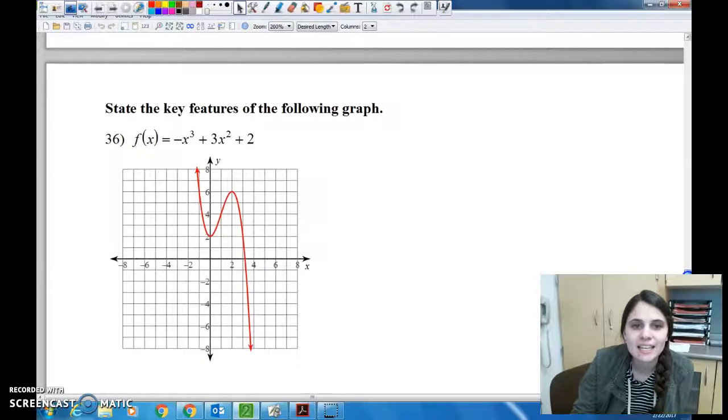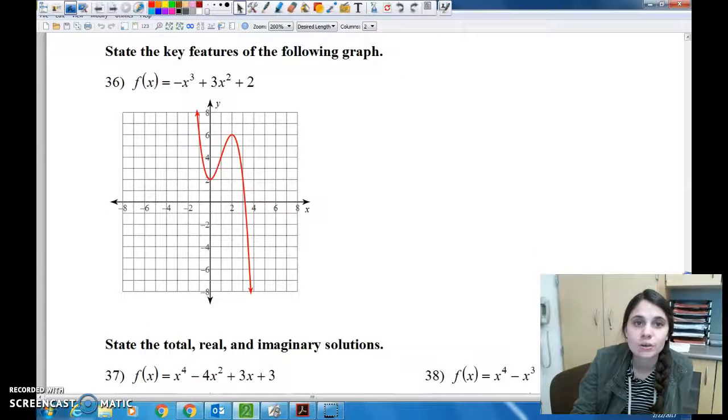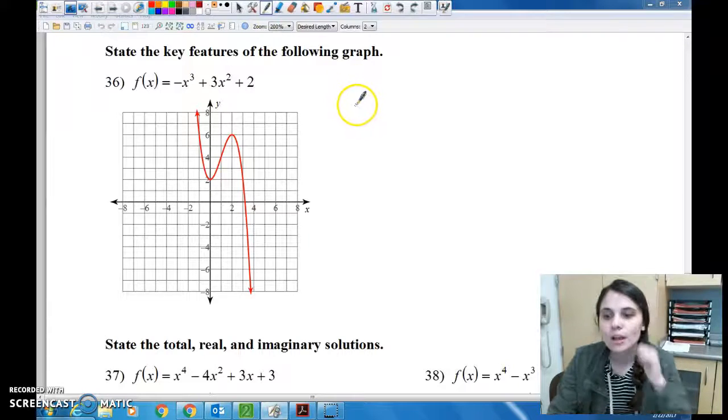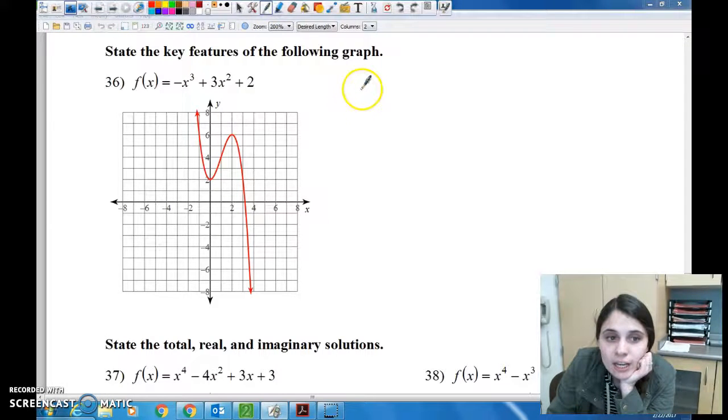Then number 36, we're stating the key features of a graph. So there's a lot of key features, so this may take us a second. Some of them I think you have done for a while and should hopefully catch on faster than others. So we'll start with x-intercepts and y-intercepts. So that's just where does it cross the x-axis and where does it cross the y-axis.